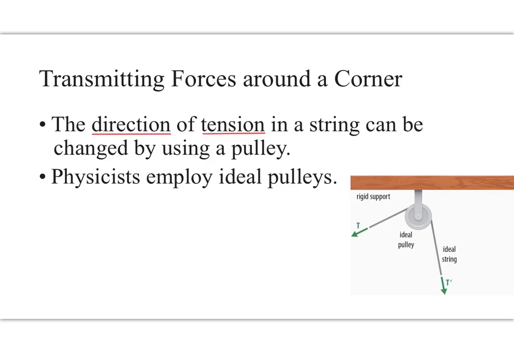All right. So the first thing is when you're transmitting force around a corner, the direction of the tension in a string can be changed by using a pulley. So we do employ ideal pulleys. When we're doing these scenarios, we're thinking of an ideal pulley. And so we're going to talk about that a little bit, but we're talking about how the direction is changing. We are also thinking ideal strings. Remember what we talked about. Those aren't going to stretch. We're not going to consider mass and those things that have to do with the string itself. And so as you're pulling it this way, you have another tension that's going that direction. And so we're going around a corner, so to speak.